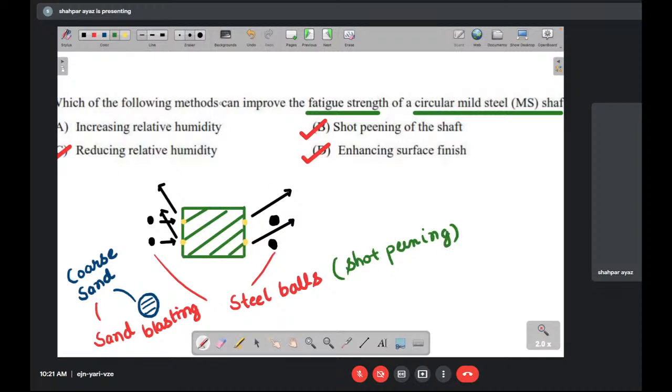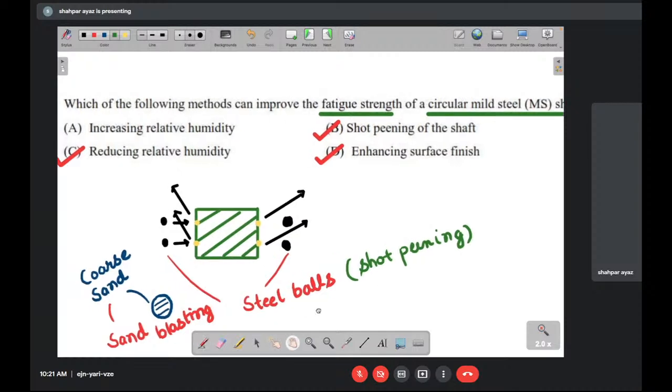Now come to the next option: how can we relate this? Reducing the relative humidity, right? How is relative humidity related? So guys, we know very well, whenever we increase the humidity, relative humidity, if you studied this, that is phi, it is mass of the vapor upon mass of the vapor at saturation condition, right? Suppose we are reducing the relative humidity, right?